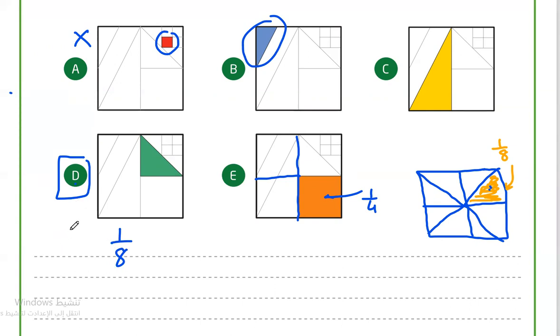Right? Right. Okay, that's fine. Good job.